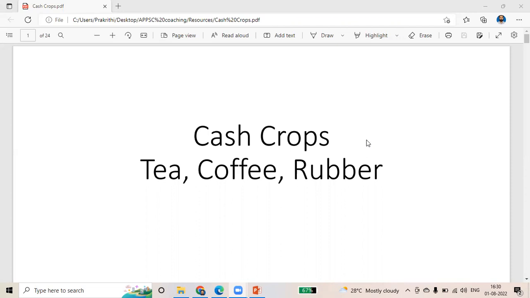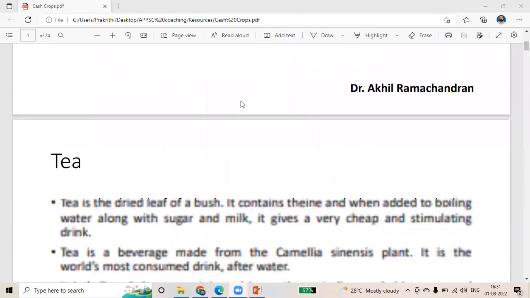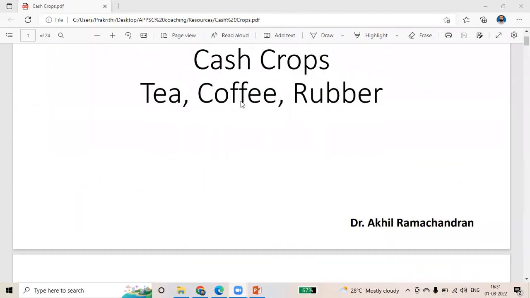So today we are going to discuss three major cash crops. Last class we were discussing the food crops consisting of rice, wheat and sugarcane. So the remaining three crops in our syllabus are tea, coffee and rubber. These are all considered cash crops.